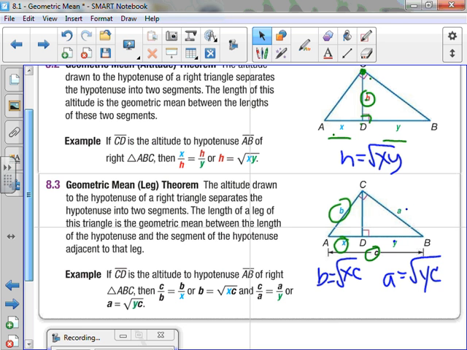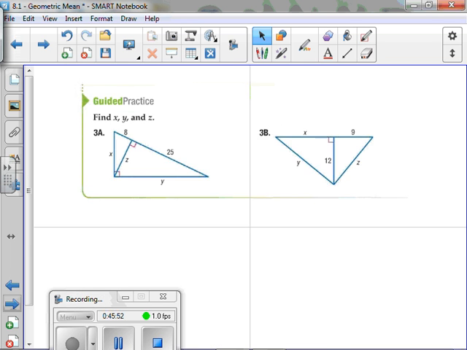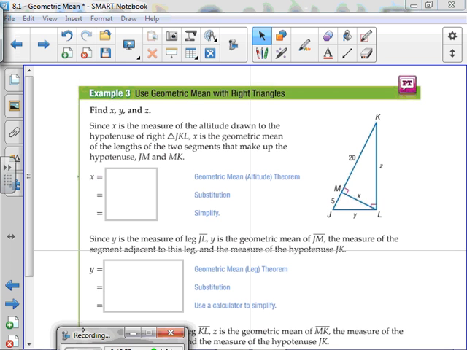Okay, what about y? Triangle right here. Which theorem is going to help us find y? Remember, this whole length here is 25. Y is going to be in between 5 and 25. Okay? So we're doing y right now.